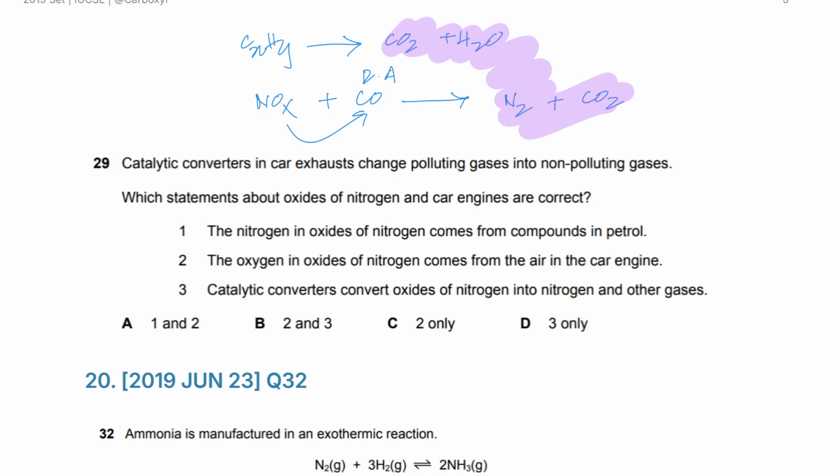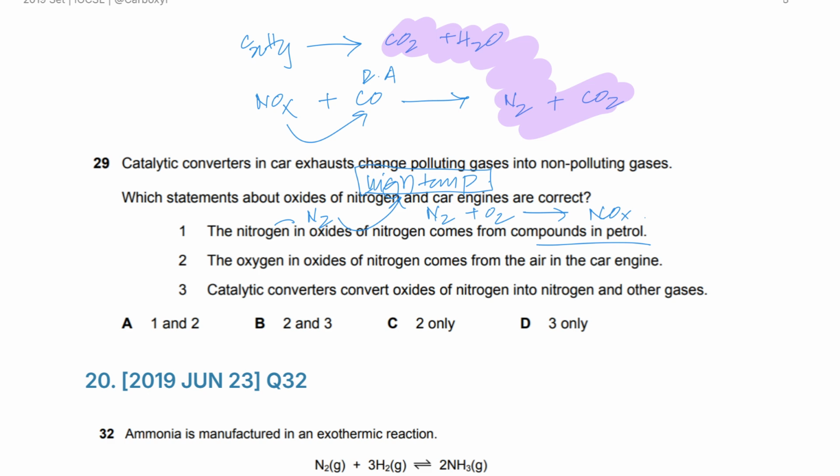What statement is correct about oxides of nitrogen in car engines? The nitrogen in oxides of nitrogen comes from compounds in petrol? No. The nitrogen in oxides of nitrogen comes from the high temperature of internal combustion engines. Because of the high temperature, the nitrogen in the air is able to react with the oxygen and give you nitrogen oxides, which I call NOx, right? NO2 or NO. So it's not from nitrogen compounds in petrol.